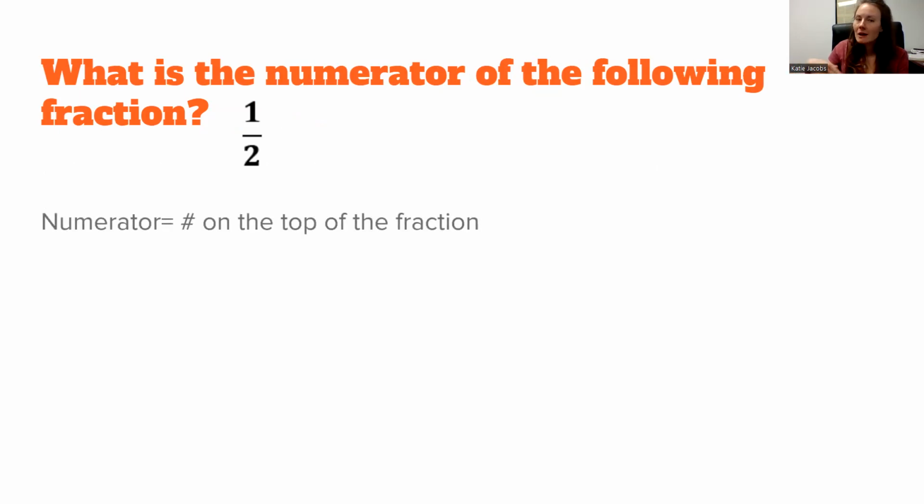So when we're talking about numerators, this is always going to be the number that's on the top of the fraction. So if we look at 1/2, our numerator is 1.